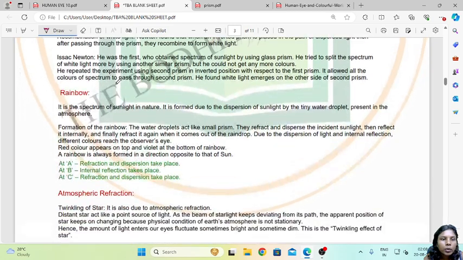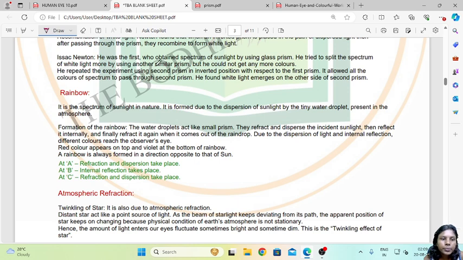Isaac Newton was the first who obtained the spectrum of sunlight by using a glass prism. He tried to split the spectrum of white light more by using another similar prism, but he could not get any more colors. He saw that there was some kind of spectrum formed on splitting sunlight, so he tried using another similar prism, expecting even more colors, but that was not the case. He was getting the same number of colors.